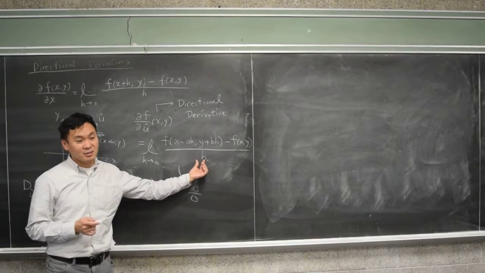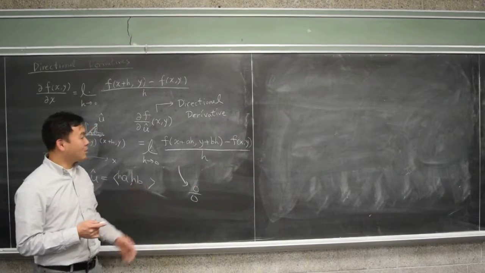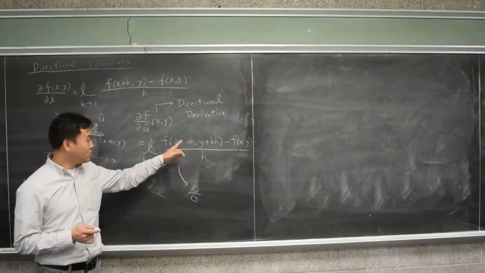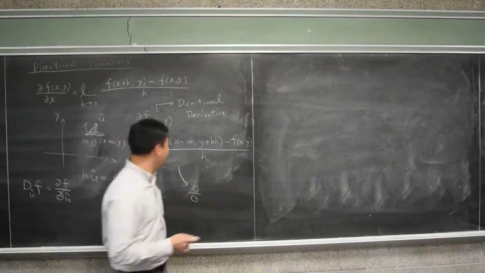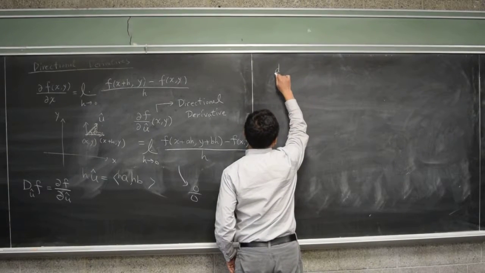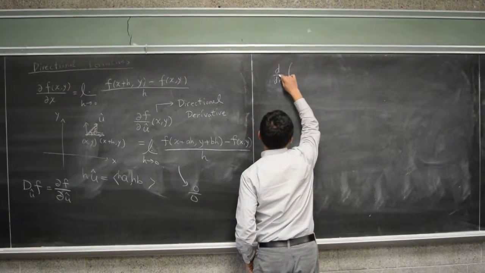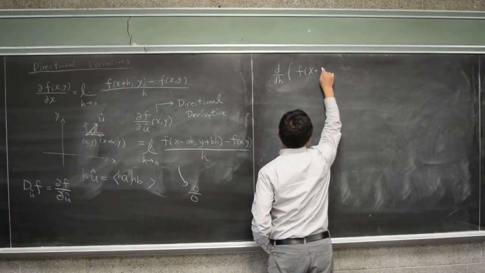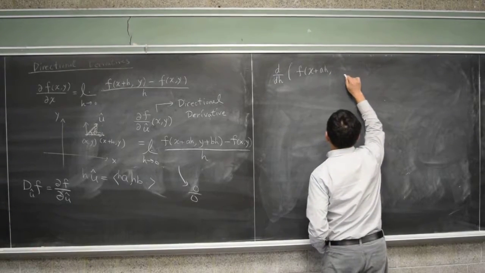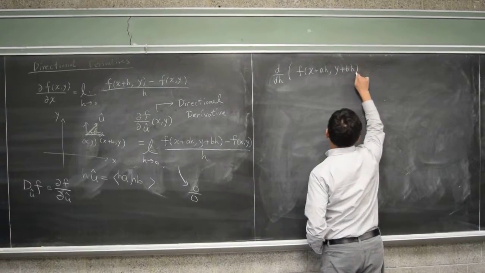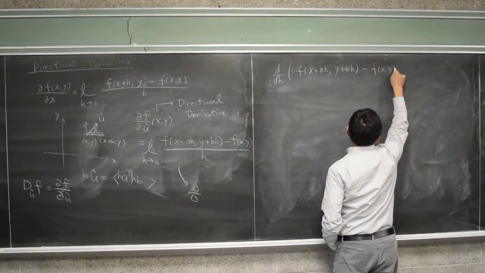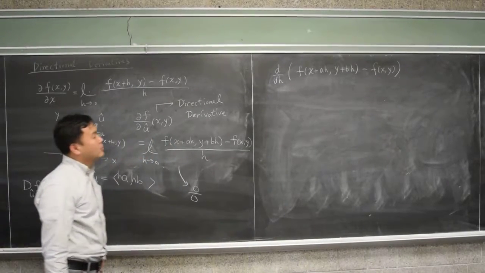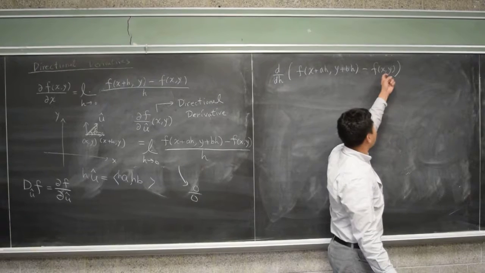Now the derivative of the bottom is easy. What's that? 1. Right. So the only thing you have to be careful about is the top one. How do you differentiate this? We're trying to differentiate this with respect to h. So the question is, what is the derivative of the top with respect to h? f of x plus ah, y plus bh, minus f of x, y. Now, the easier part is the derivative of this one. What's the derivative of f of x, y?